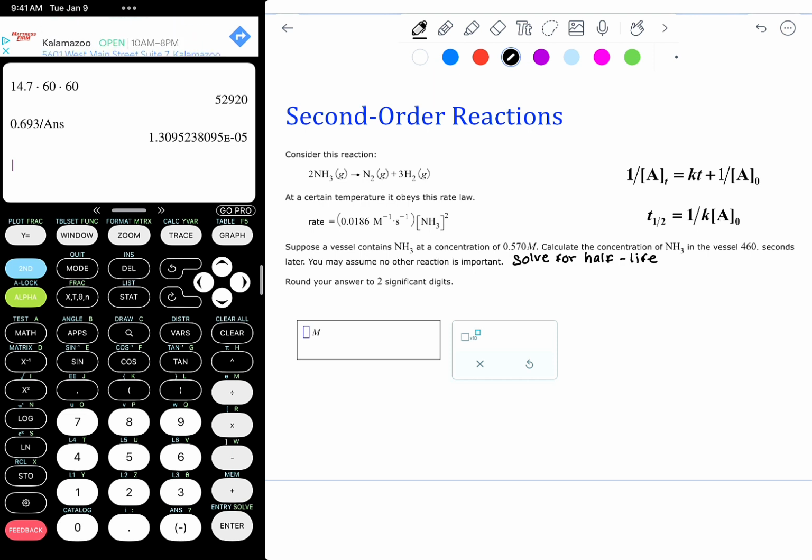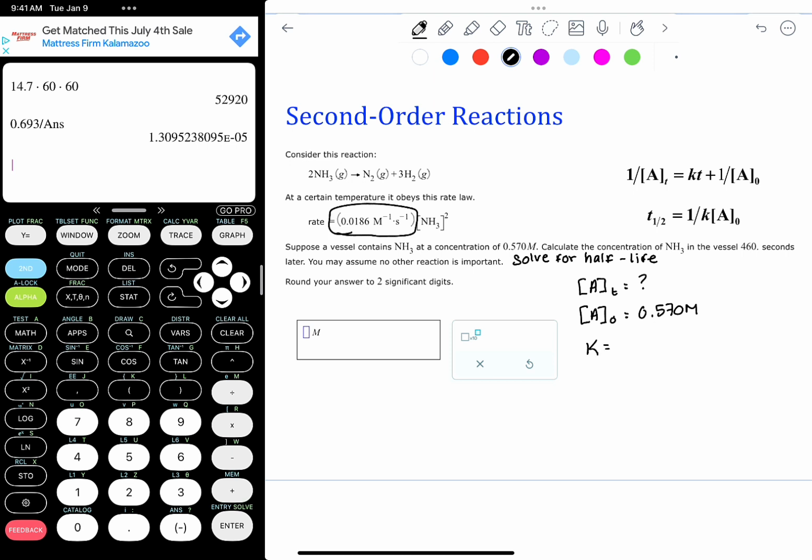So we're looking for the concentration after 460 seconds, the concentration at some later time t. We know our initial concentration of NH3 is 0.570. We know k, that's given in the rate law here. So we know that k is 0.0186, 1 over molar seconds. And we know t is 460 seconds. So now we can just start plugging things into both equations. Let's do our integrated rate law first.